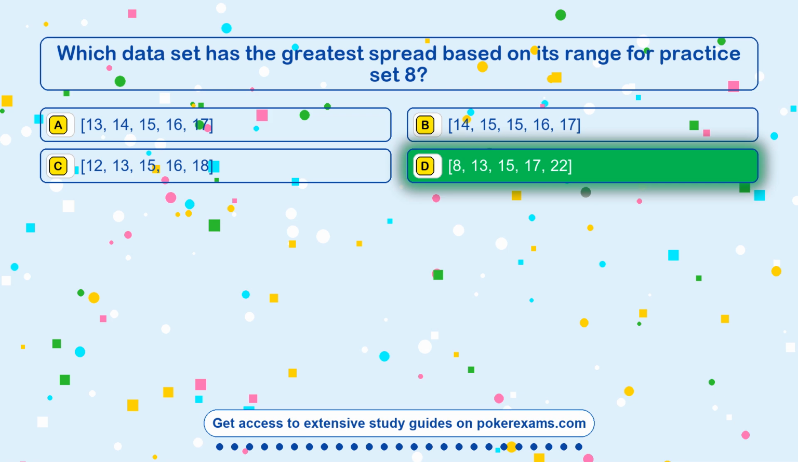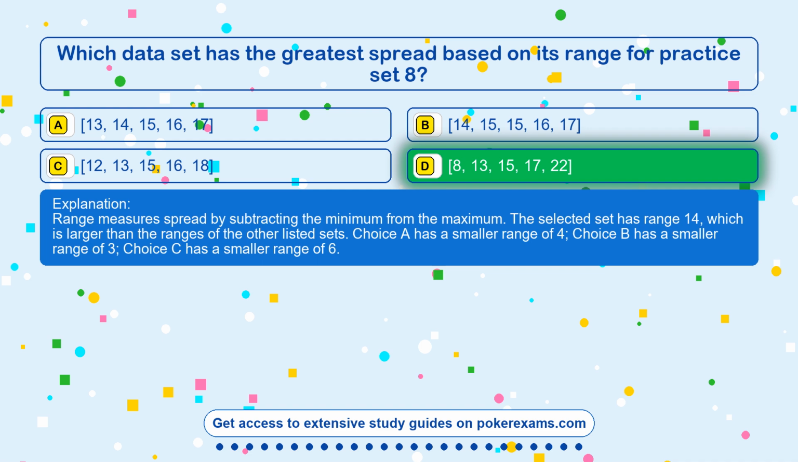The correct answer is option D. 8, 13, 15, 17, 22. Range measures spread by subtracting the minimum from the maximum. The selected set has range 14, which is larger than the ranges of the other listed sets. Choice A has a smaller range of 4, choice B has a smaller range of 3, choice C has a smaller range of 6.